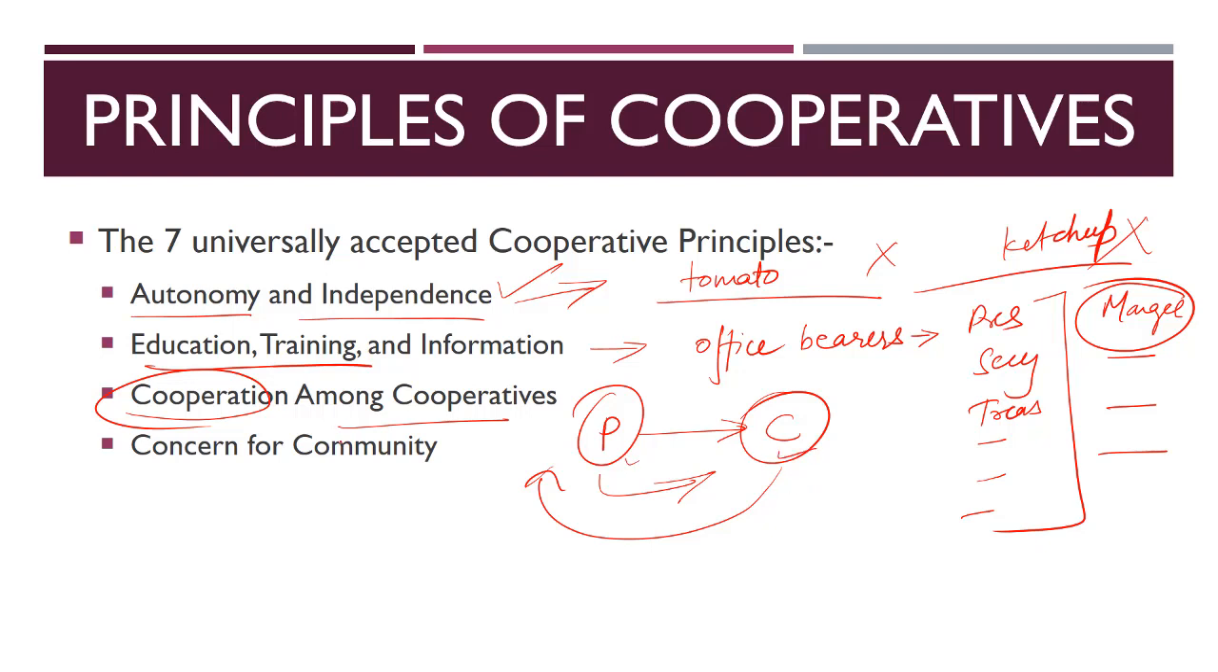And finally, the cooperatives are majorly concerned for the community. That is, they are focused upon social welfare. They see to it that the community as a whole benefits from the principle of forming this cooperative. So these are the principles behind the cooperatives.